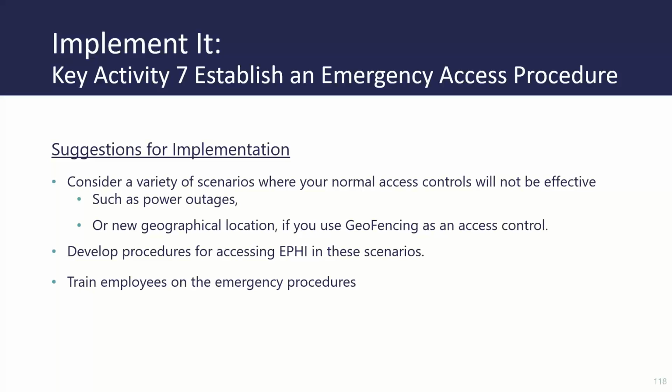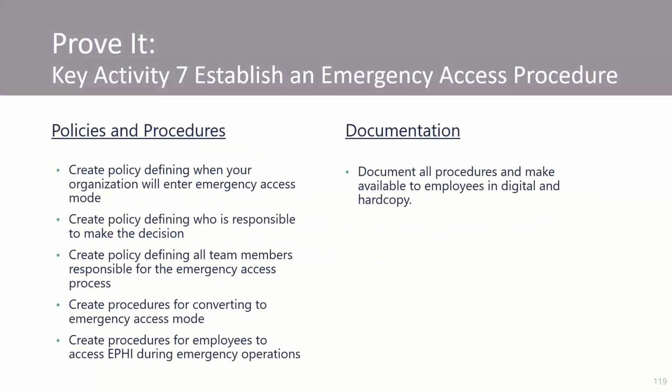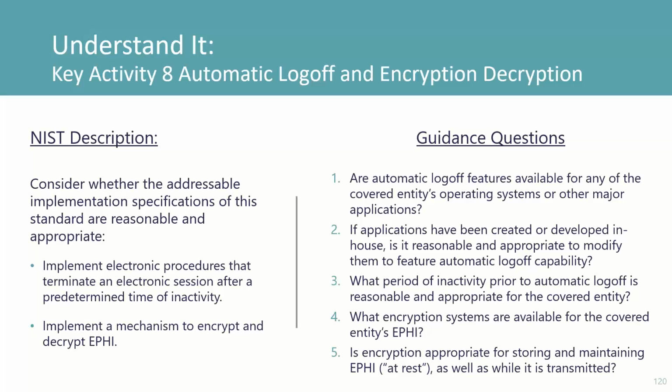So always consider a variety of scenarios where your normal access controls will not be effective. Could be because of power outages or a new geographic location, or if you're using geofencing as an access control. But we always want to make sure that we can access that EPHI in those scenarios and train the employees on emergency procedures. And how do we know that it's done? Well, we've got documentation. We've got policies and procedures for that.